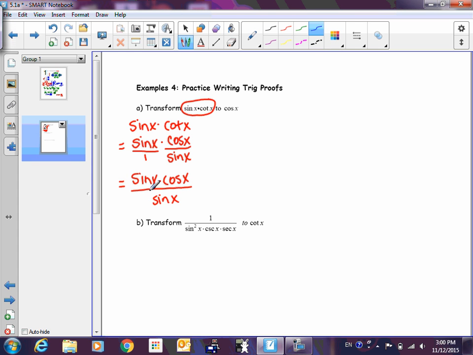Now I have a single fraction. This sine x and this sine x, what happens when you divide something by itself? They cancel each other out. Next time, if you saw that in the previous step and went like that, that's okay too. And so what do we end up left with? Cosine x. Isn't that what I wanted to be left with? Yes. So we put a check mark and we say, good for us, we did it. We transformed this thing into that thing. And that's a trig proof.